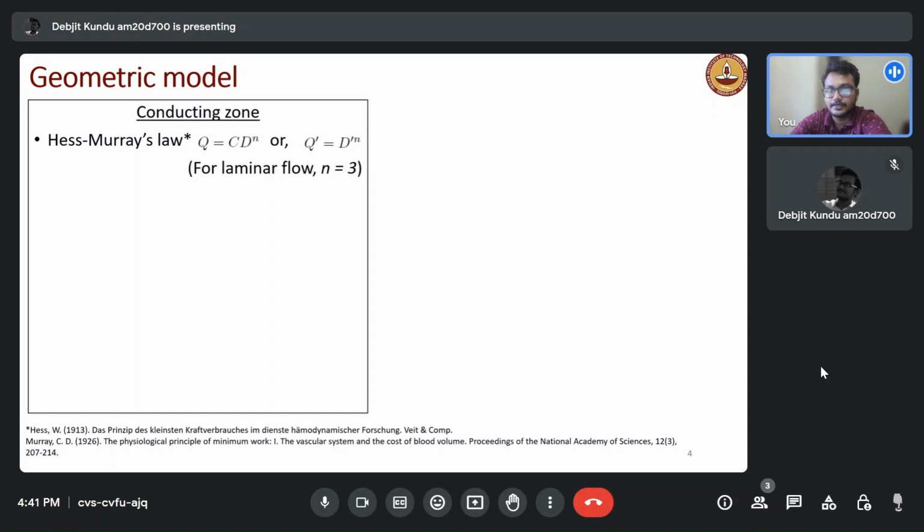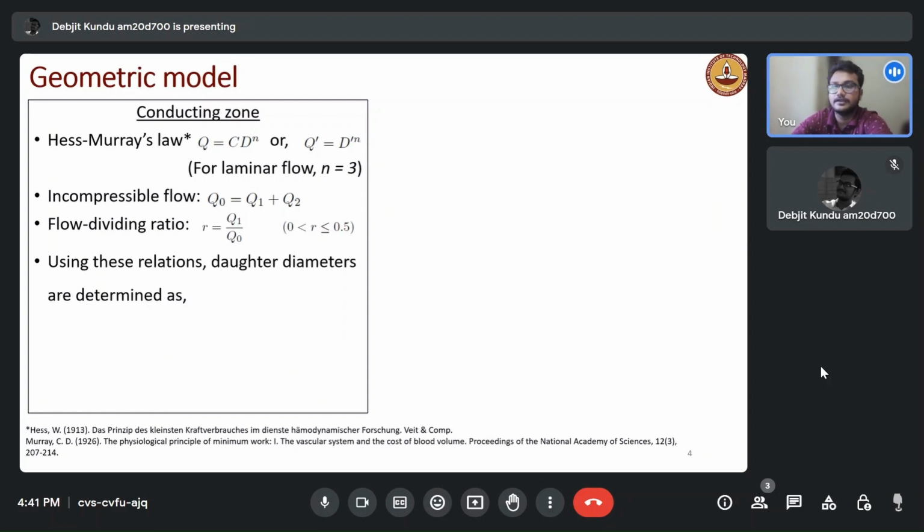So we assume the Hess-Murray law, laminar flow, as well as incompressible flow. And we define the flow dividing ratio R, which characterizes the asymmetry. Using these relations, daughter diameters are related to the parent diameters using these expressions. We start from the trachea, which is around 20 millimeters in diameter, and we keep determining the diameters of the subsequent generations until the diameter of any bronchiole becomes smaller than the cutoff diameter DC, which is the biological limit to how small a particular bronchiole can be.